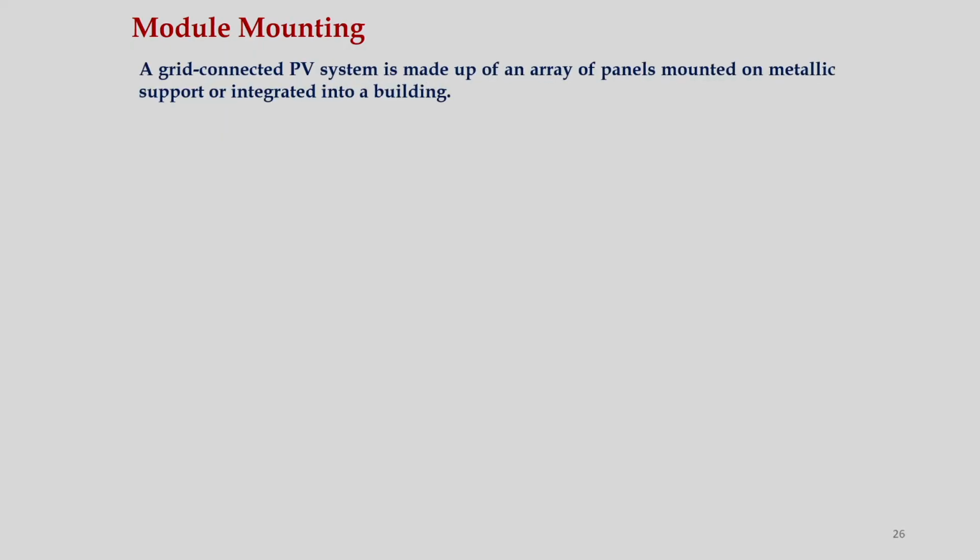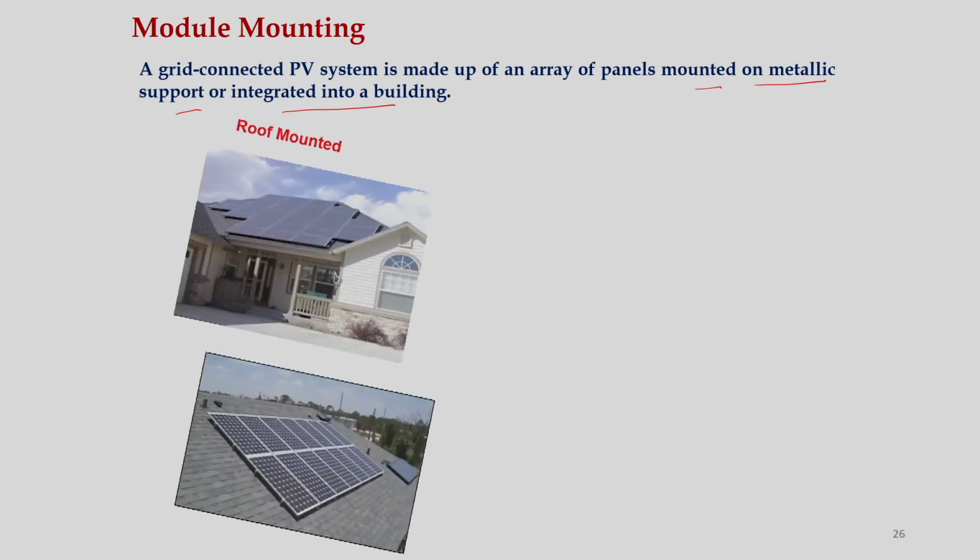So, now let us understand the module mountings. Okay. What are different configurations of mountings? As you understand, the grid connected PV system is made up of an array of panels mounted on metallic support or integrated into a building, right. So, we can see some of the configurations.